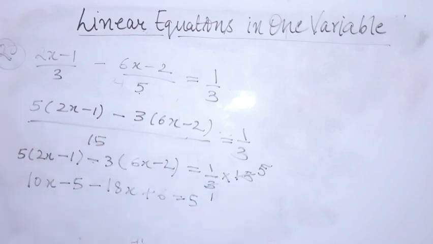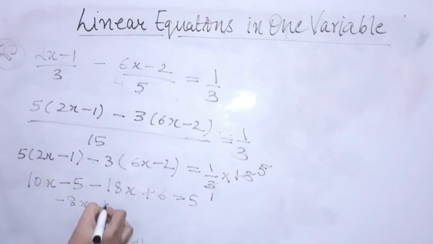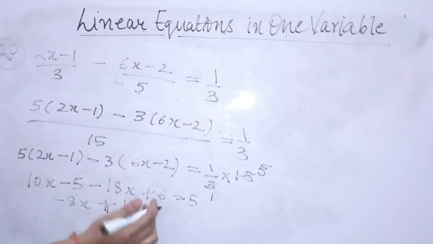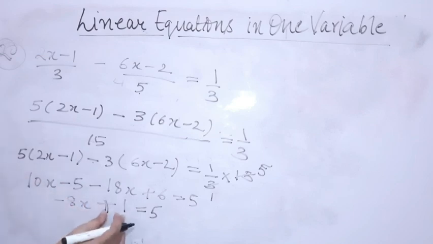Now collecting the like terms together, 10 minus 18 will be minus 8x, plus minus minus sign of the greatest number. Minus 5 plus 6 is equal to plus 1, because plus minus minus sign of the greatest number. Now minus 8x plus 1 is equal to 5. Now this plus 1, once it goes to the right hand side, it will become minus 1.